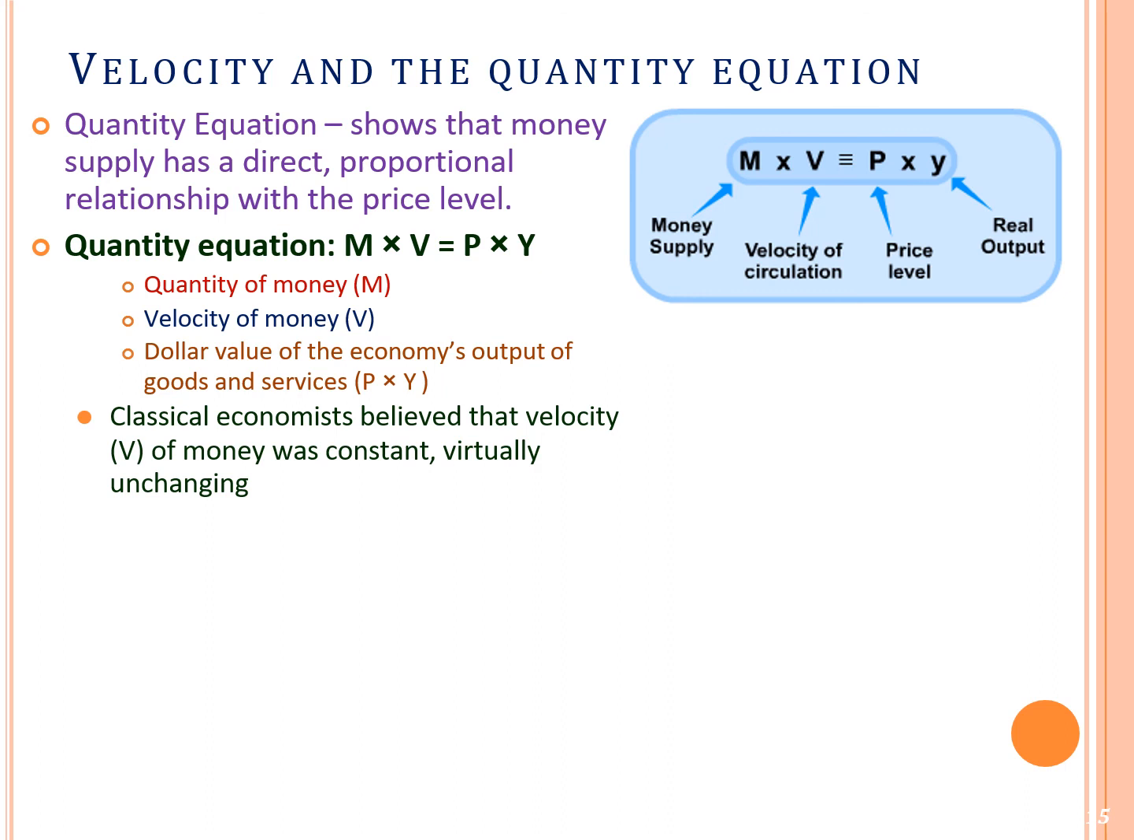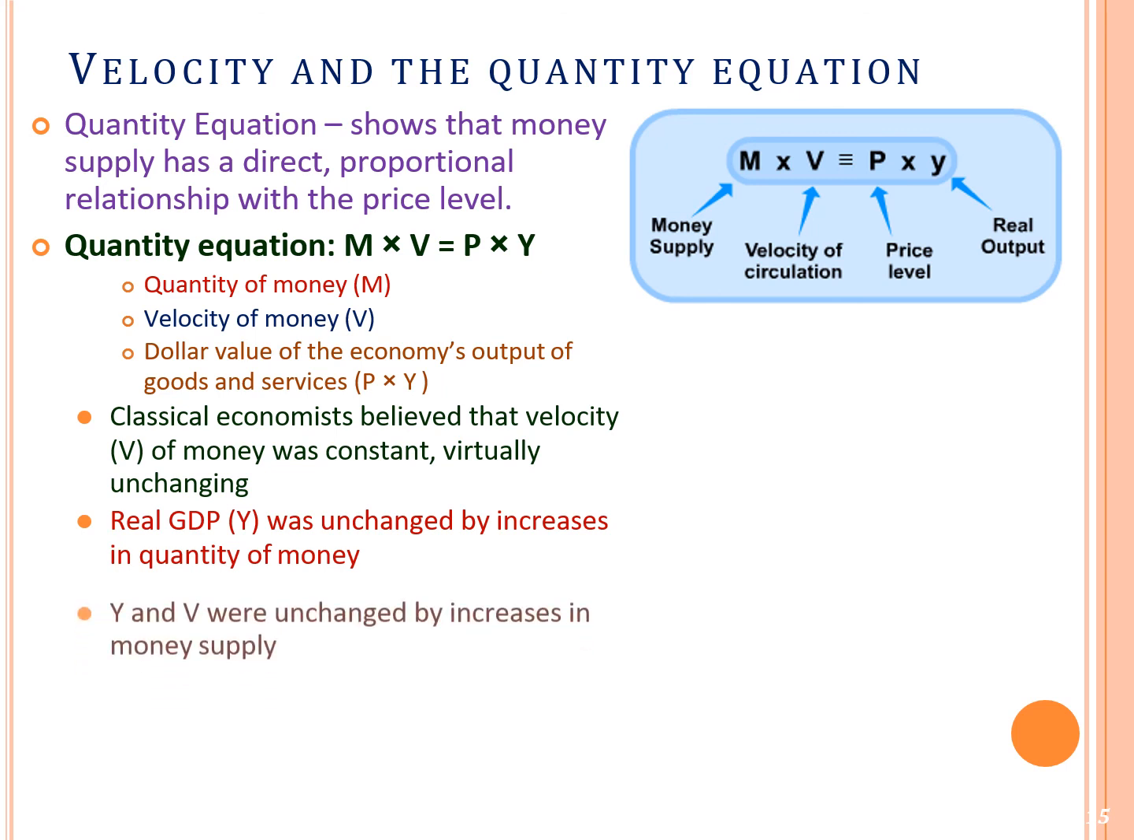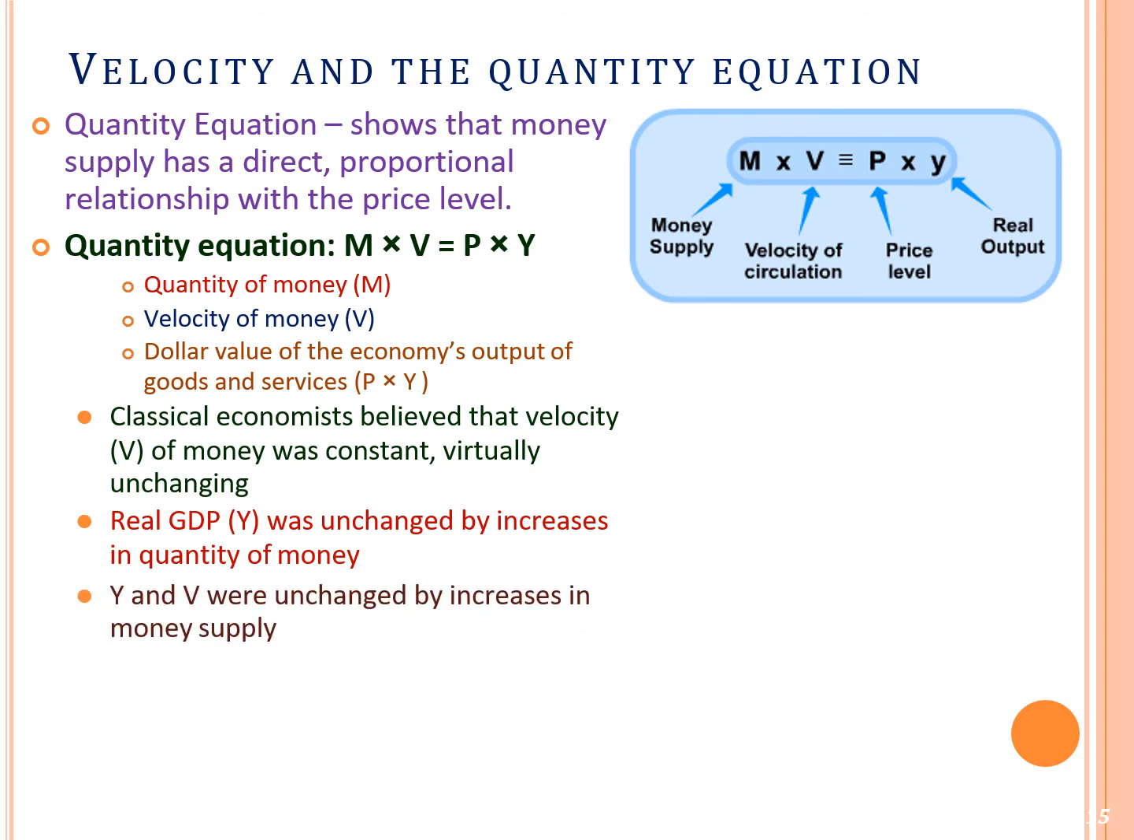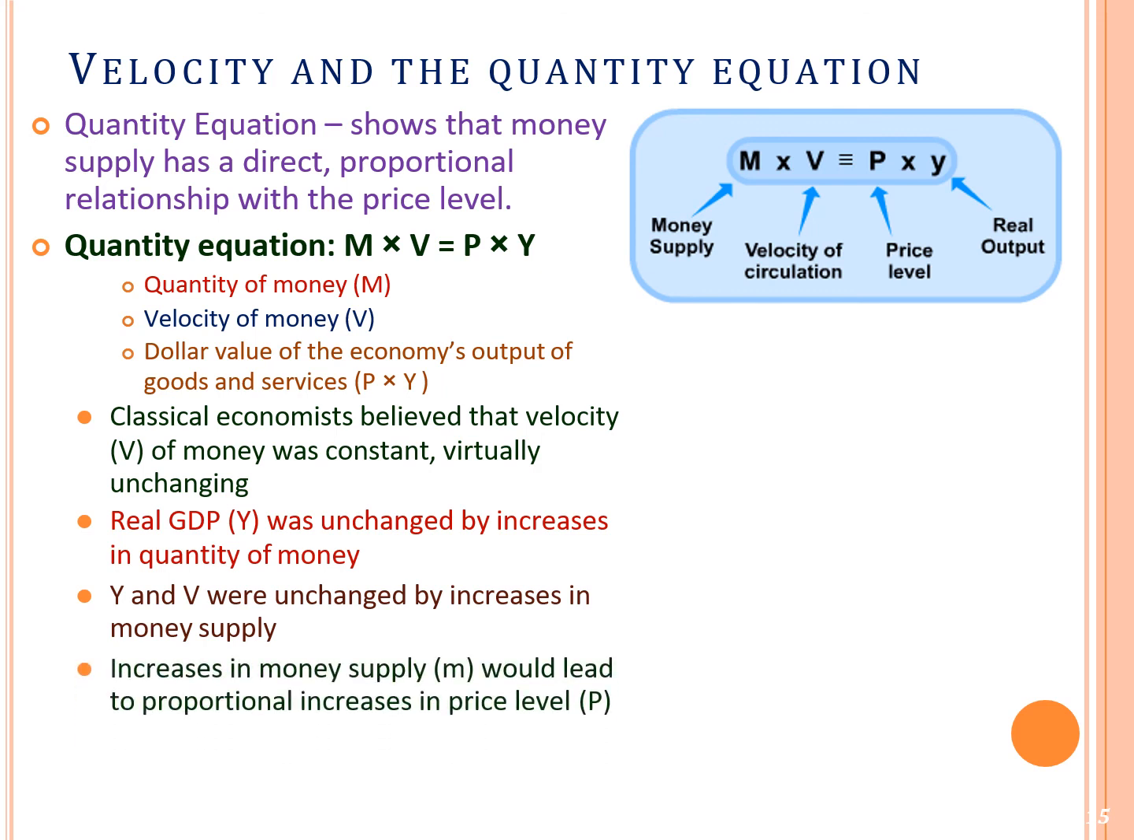So classical economists believed that the velocity of money was constant, that it never changed, and that real GDP was unchanged by any increases in the quantity of money. Basically, Y and V were unchanged by increases in the money supply. That was what most people used to think, but ever since the 60s and 70s, we realized that increases in the money supply actually lead to proportional increases in the price level. However, it doesn't always work that way. Sometimes we can actually increase the money supply and the price level doesn't increase that much.